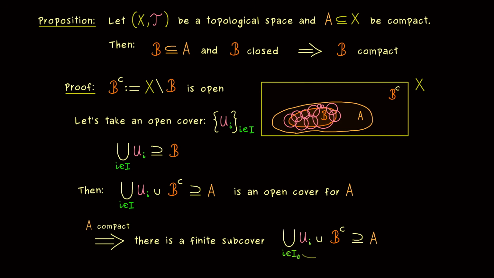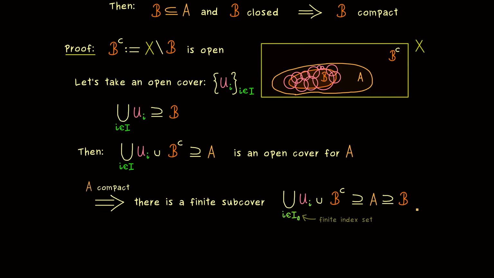And as always, we write that with a finite index set I_0. And now the only thing that remains to do is to make this finite subcover into a finite subcover of B. But this is actually already done because A is a superset of B anyway. The only strange thing now is that there is a set included in the finite subcover which was not there in the original open cover. However, because it's the complement of B, we can just drop it completely without changing the cover for the set B at all. So writing it like that is exactly what we wanted. We found our finite subcover.